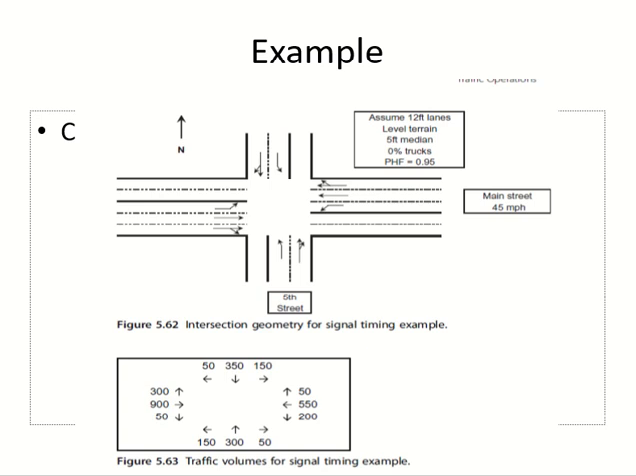And then I have a median as well. The median is 5. So what is the W for this direction? 12 times 3 plus 5, which is 41. Clear?